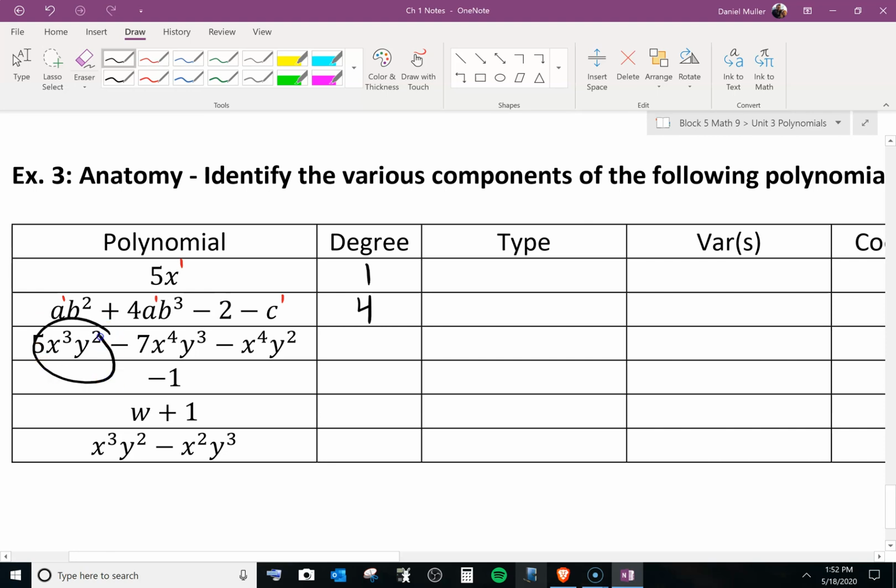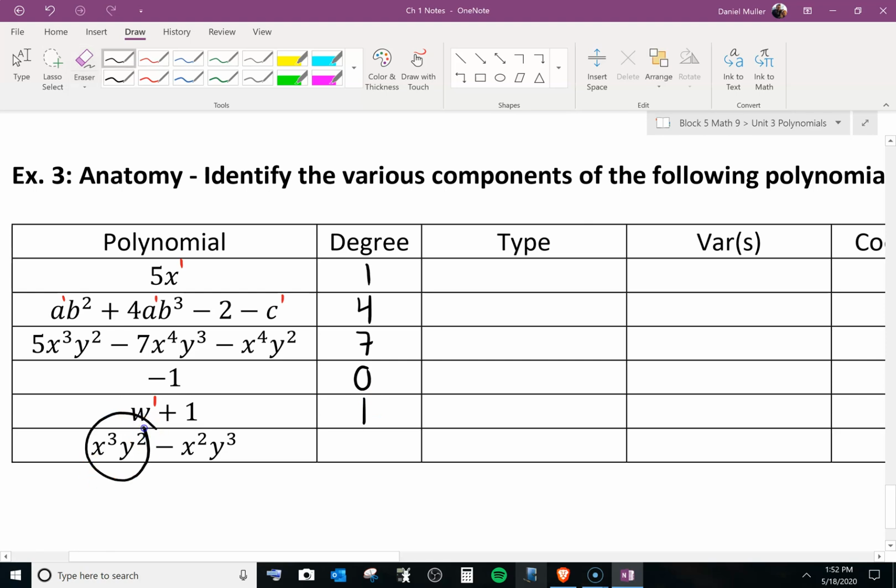Now this has a degree of 3 plus 2 is 5. That's 5. This is 7. And this is 6. So 7 is the highest degree. This has no exponents, so it has a degree of 0. This one, there's a 1 there. This has a degree of 1. This has a degree of 0. So 1 is the highest.